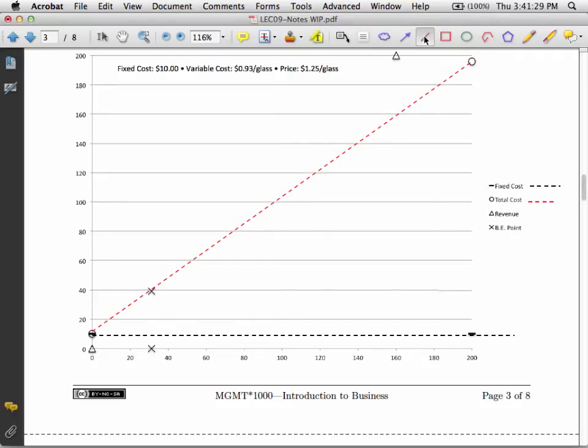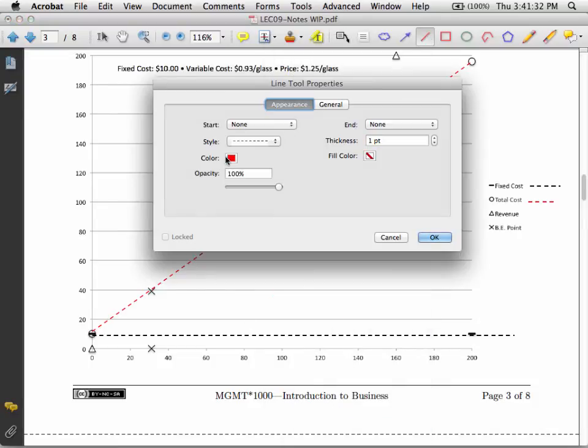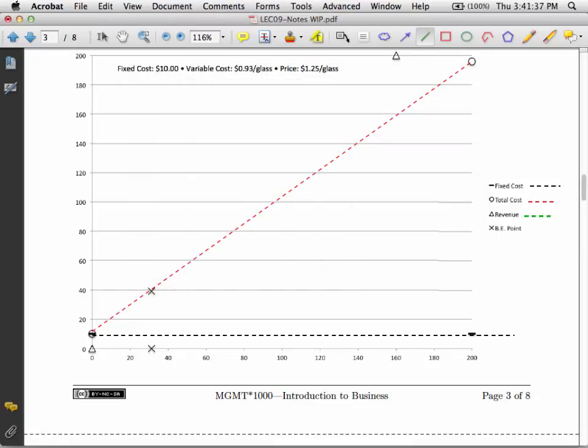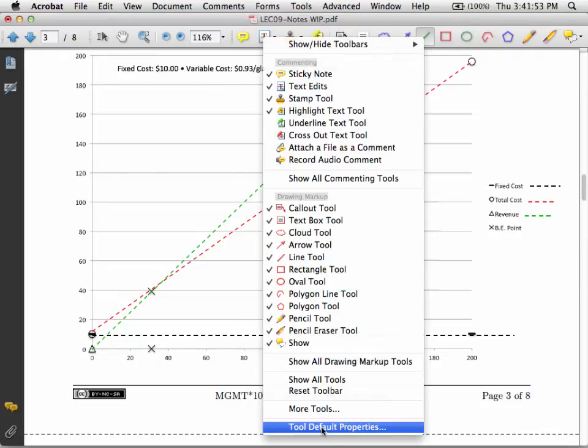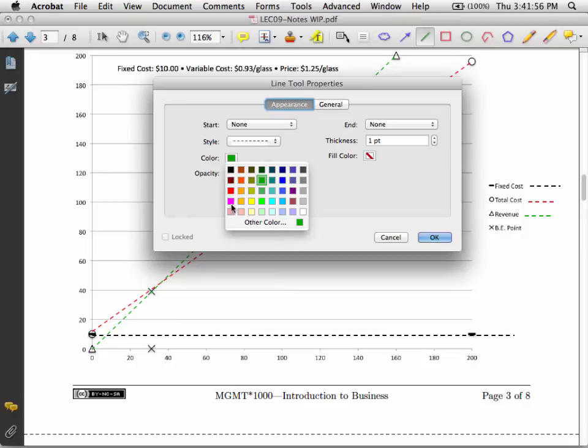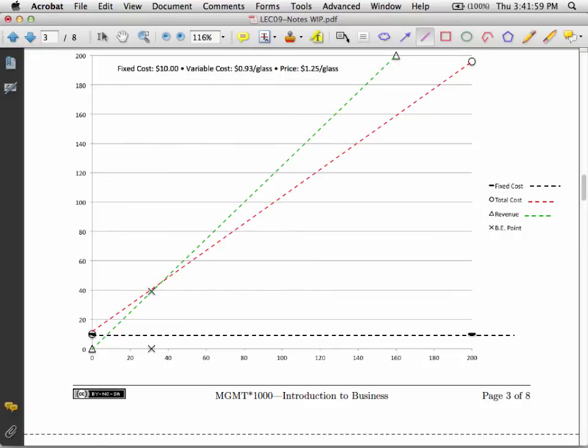And we'll do our revenue line. Pretty sure we used green last time. There we go. So revenue, 0 cups of lemonade, 0 revenue. And now, at 160 cups, we'll have $200 worth of revenue. And that's our revenue line. And then finally our break-even point. I used pink last time. There we go. Our break-even point was down here at 32 cups. There's our break-even point right there.